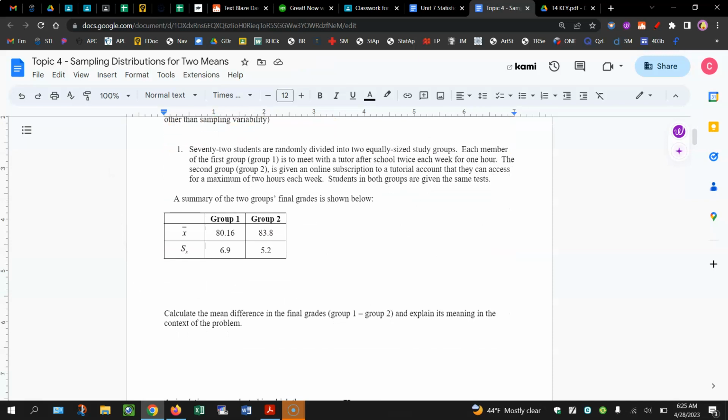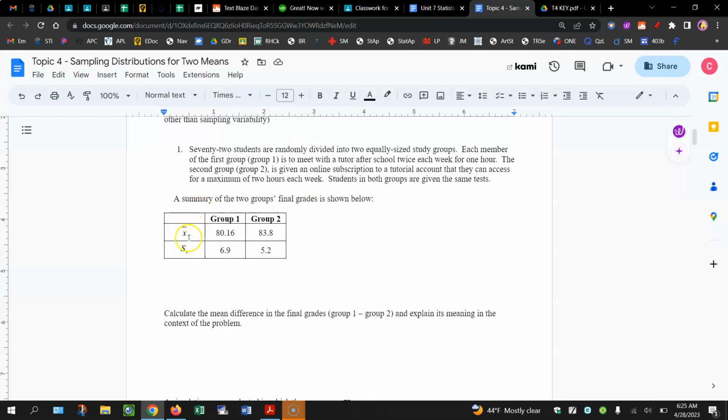All right, so we have 72 students that are randomly divided into two equal sized groups. Each member of group 1 is meeting with a tutor. Group 2 is given an online subscription to a tutoring account, and they're given the same test at the end of this time. So here's the summary.